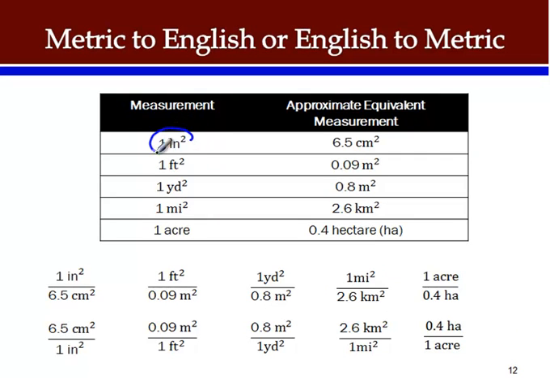So you can see that 1 square inch was 6.5 square centimeters, and similarly these other conversions have been made, and we know that 1 square foot is approximately 0.09 square meters, a square yard 0.8 square meters, a square mile 2.6 square meters, and finally, to measure land, we use an acre, and its metric equivalent is the hectare, and it's 0.4 hectares. And so I've taken each of these equivalent or approximate equivalent measurements and made unit fractions so that I can use each of these in dimensional analysis as needed to make the conversions.